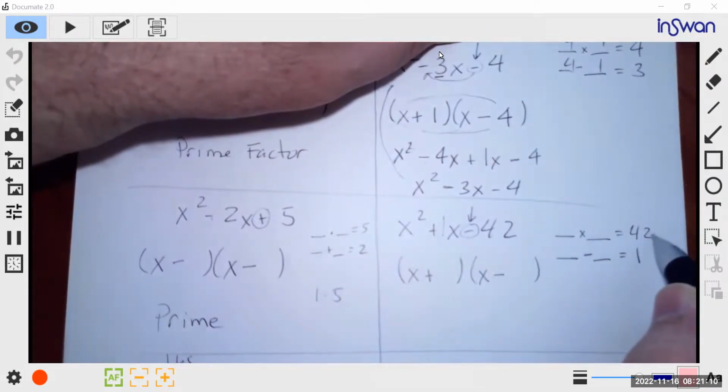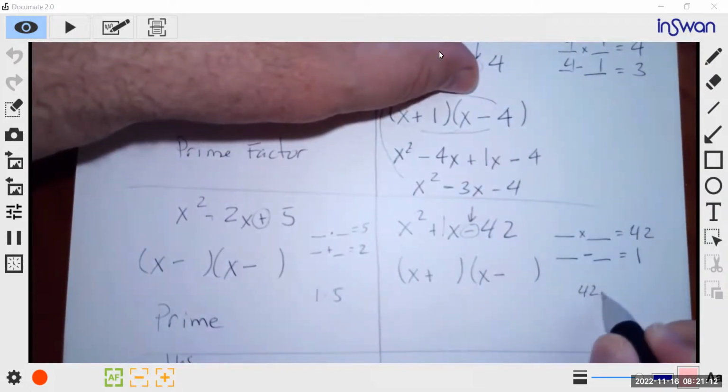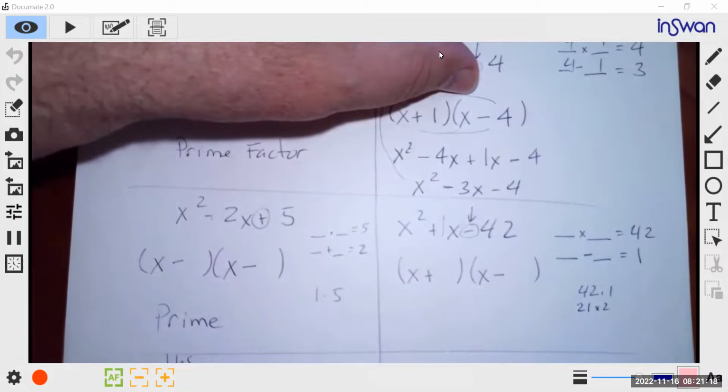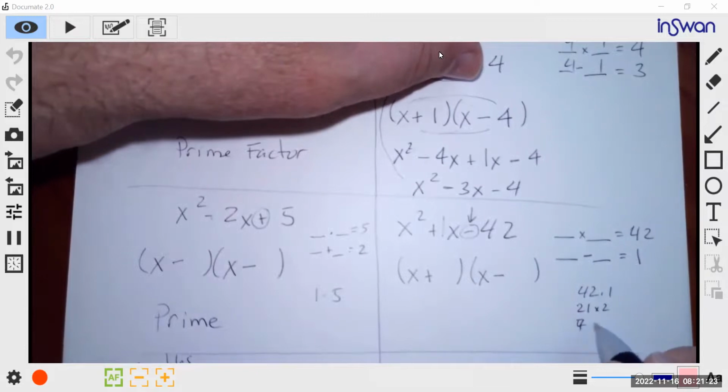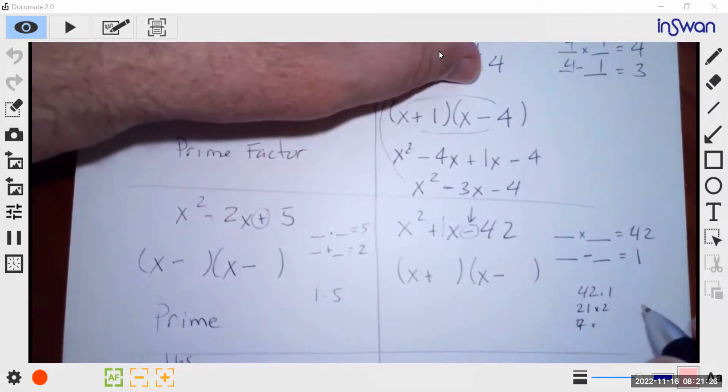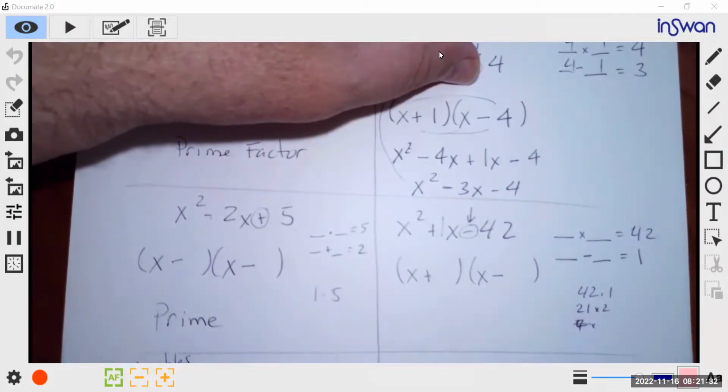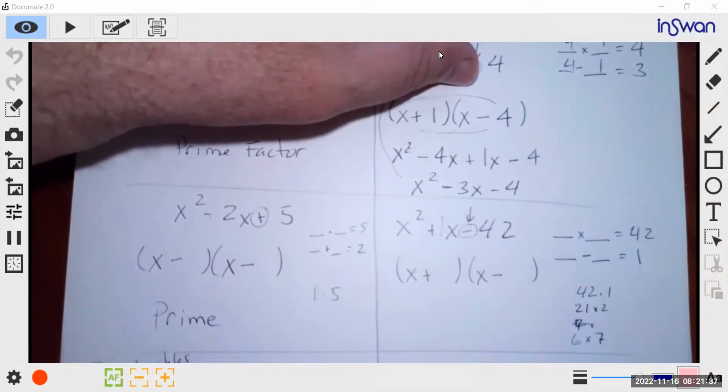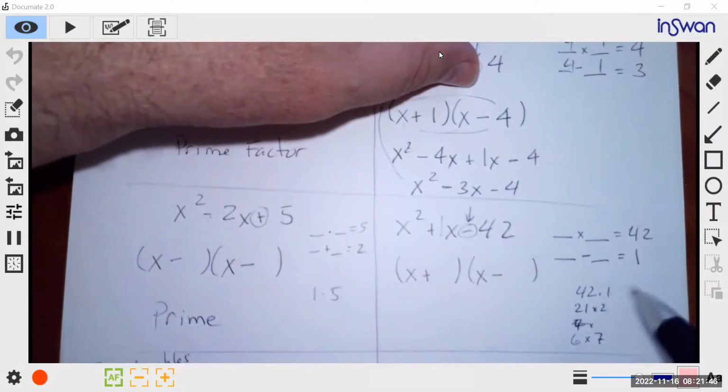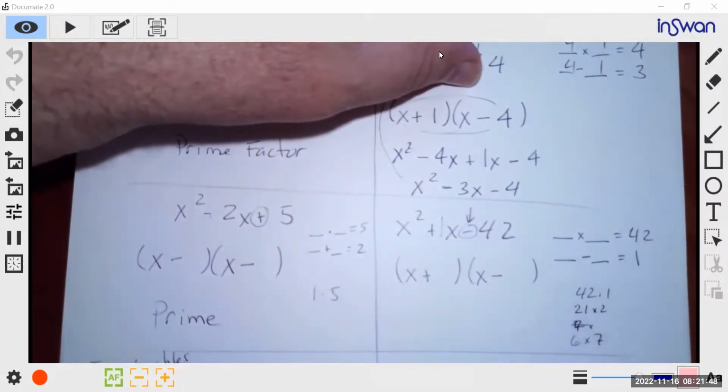This is the hardest part right here. 42 times 1. 21 times 2. 7 times, no. 6 times 7. Okay, here are the possible multiplications that equal 42.